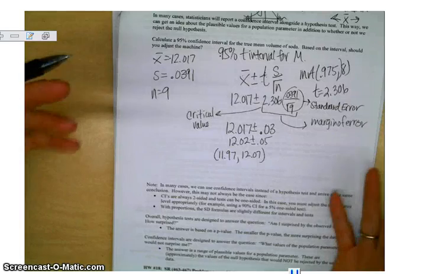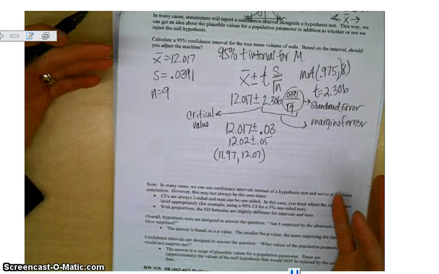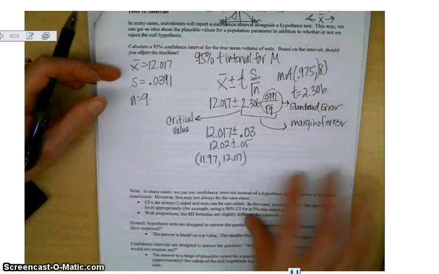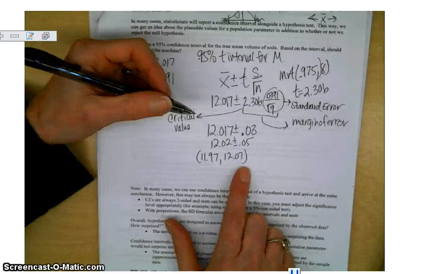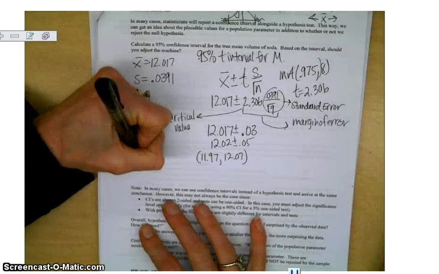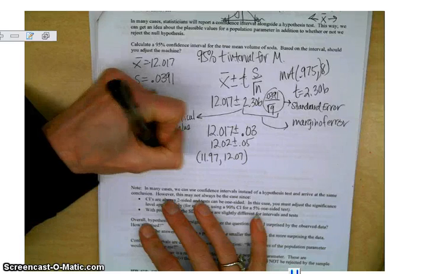All this stuff is important because you have to know your vocabulary and what it means. All right, so this interval, you would say I am 95% confident.